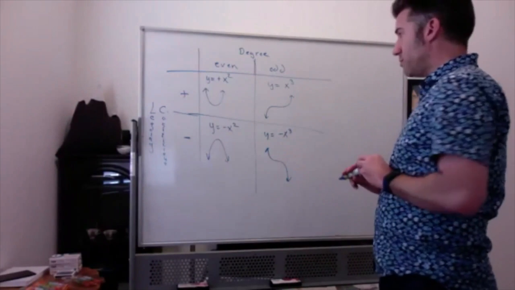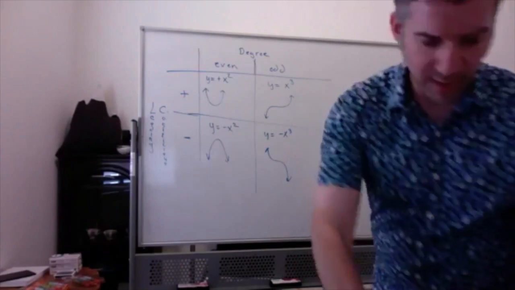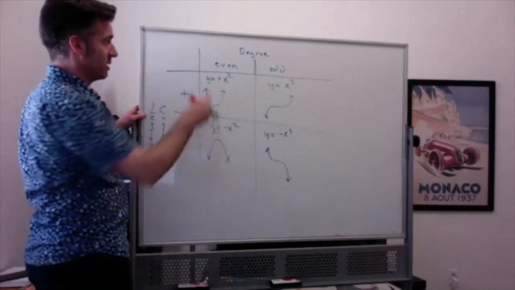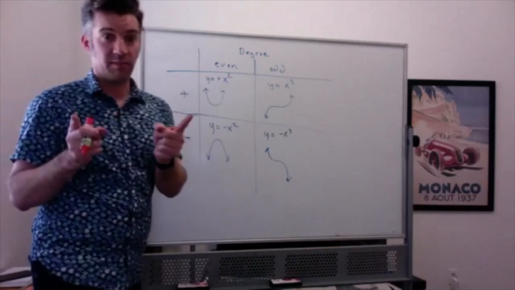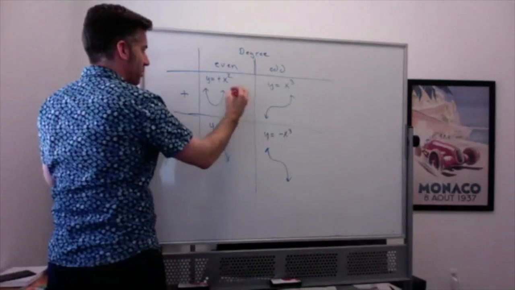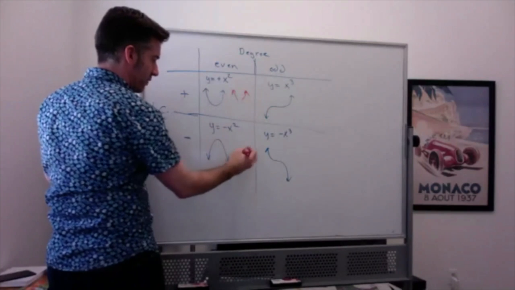And so really, when I think about this, it's not always going to look exactly like that. So when I think of an even degree, what I really think is that when the degree is even, they're both the same. So it's either both up or both down. If the leading coefficient is positive, they're both up. If the leading coefficient is negative, they're both down.